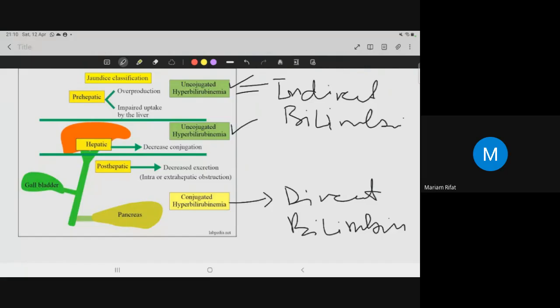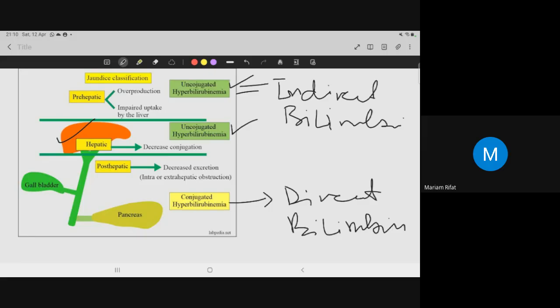So after this, you have mixed. In mixed type, you have both direct and indirect. It means that the problem is inside the liver itself. The problem is not with the destruction of your RBCs, and it is not with the conjugation. The problem is within the liver itself. That's why we name it mixed hyperbilirubinemia or mixed jaundice, in which your unconjugated (indirect) bilirubin and your conjugated (direct) bilirubin can both be raised in roughly equal amounts.